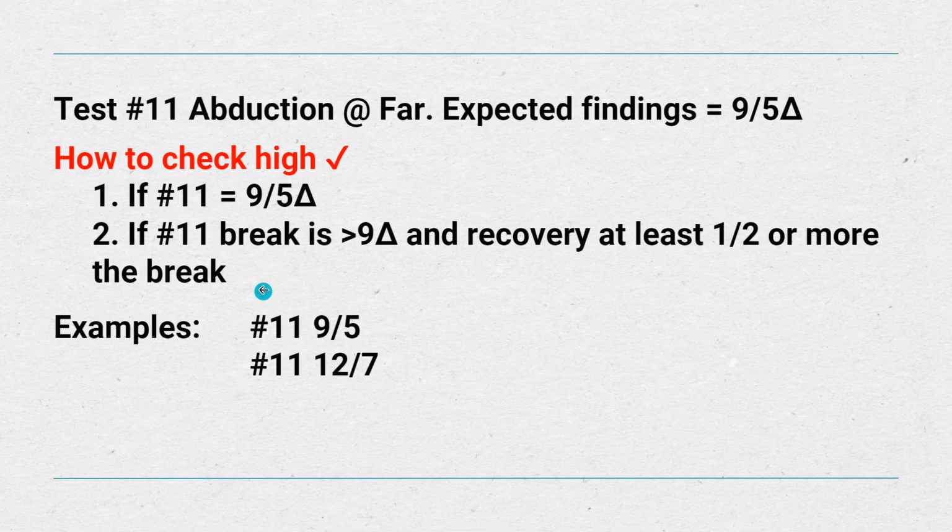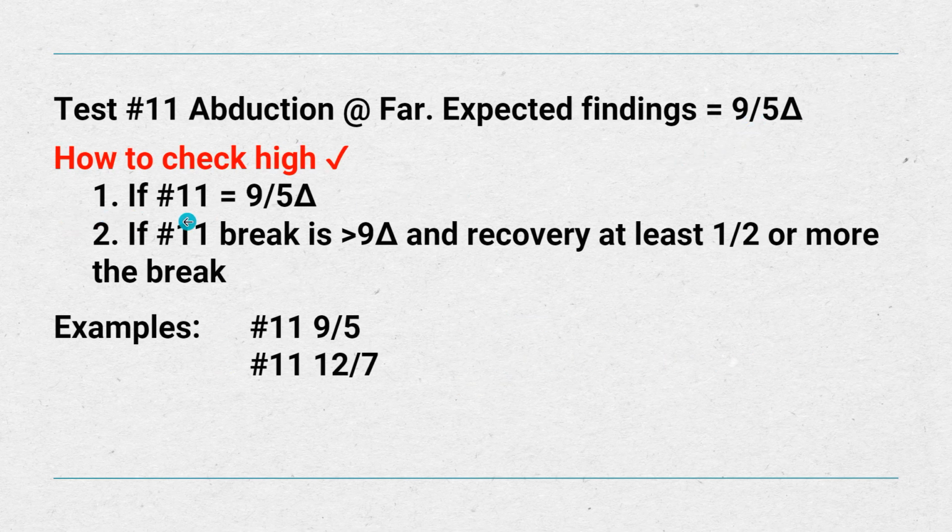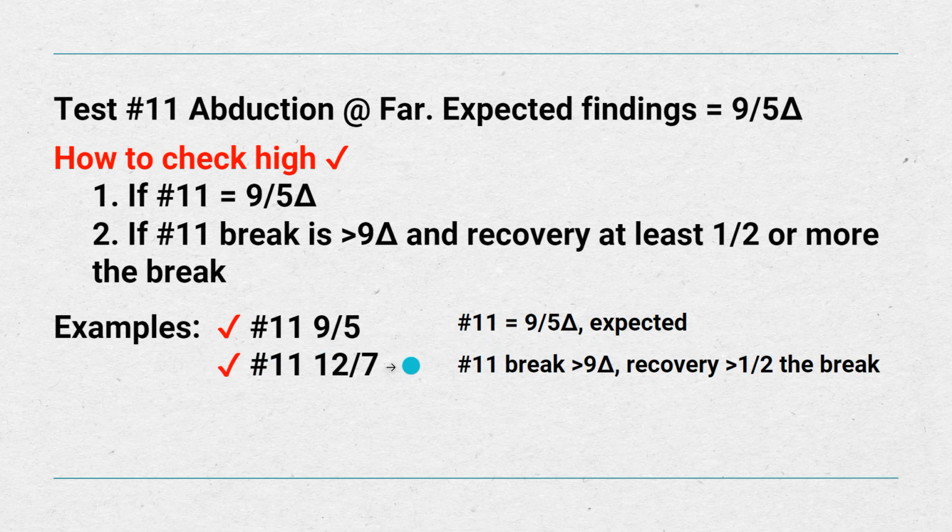Then we have test number 11, which is the abduction at var. The expected findings are 9 over 5. So the same as test number 10, there is no NC. How do we check for high? If it equals the expected finding, we'll check it high. And if number 11 break is greater than 9, and recovery is at least one half or more the break. So it's the same rules as number 10. For the examples in number 11, in our first example, since number 11 equals the expected finding, you will check it high.